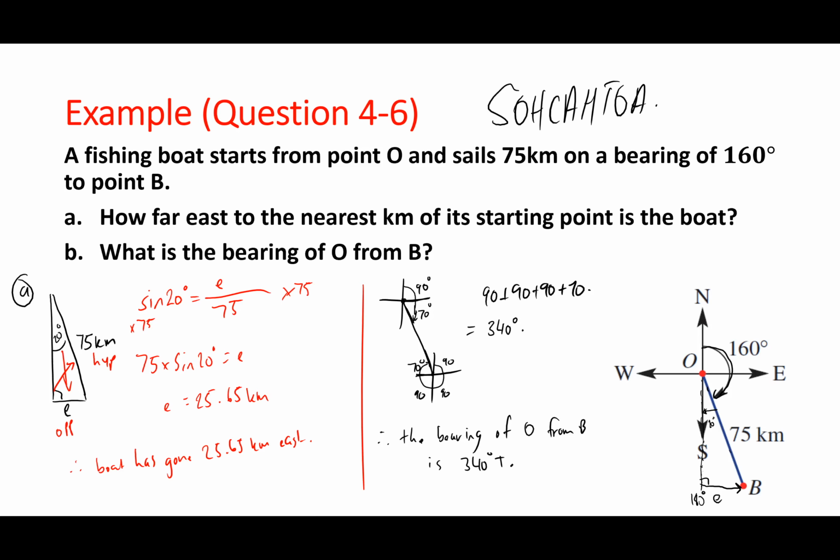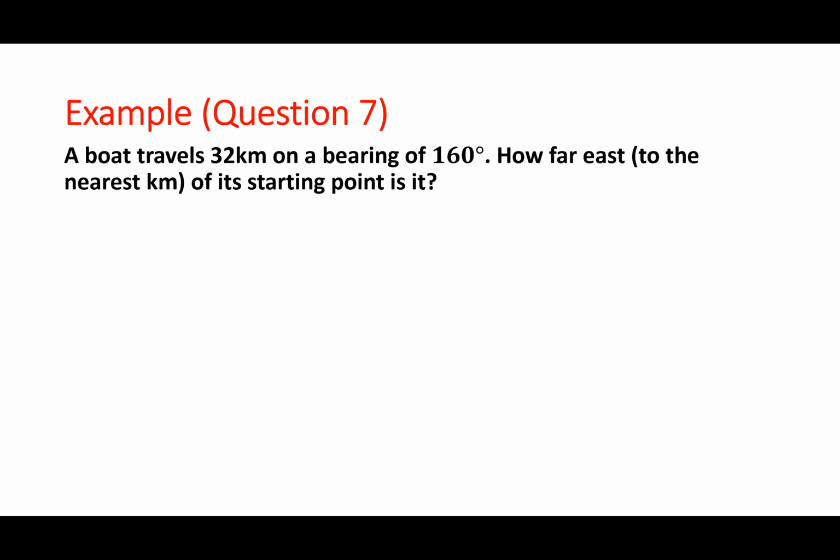Okay, question 7, which is the last question that we're going to go through. The boat travels 32 kilometers on a bearing of 160 degrees. How far east to the nearest kilometer is its starting point? I believe that's almost exactly the same question as what we had before. The only difference is that the amount of kilometers traveled has changed. And this time we're actually asked just to find how far east to the nearest kilometer it is.